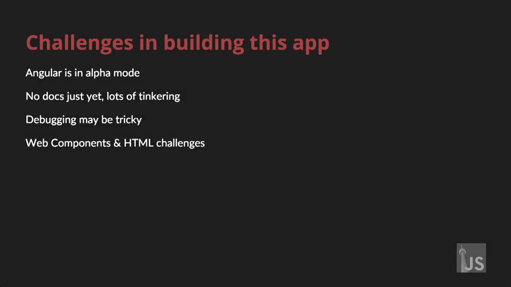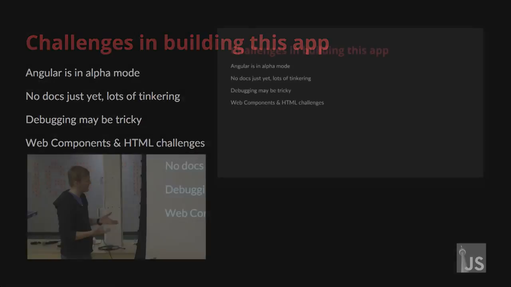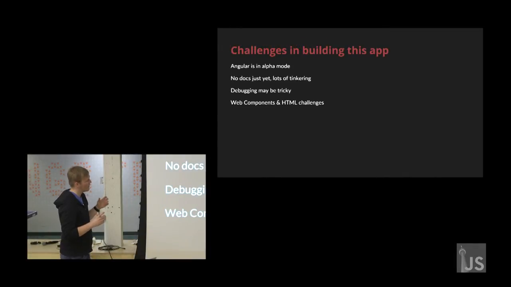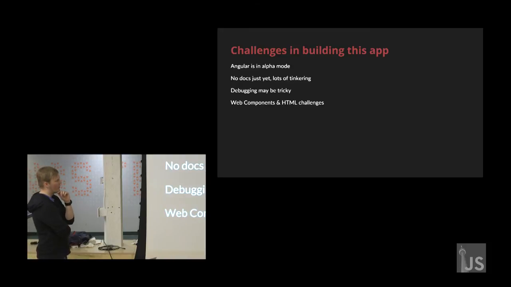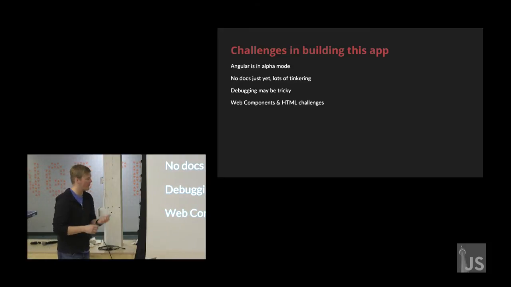Building this app was kind of challenging because, first of all, there's no documentation, since it's an alpha. And debugging was fairly easy at some points. At other points, I had to sort of figure out what line was causing the issue, and it was going into the Traceur compiled code. It was kind of hard to figure out. And I've never really coded with web components before, but with web components, it was actually very hard to get CSS to work outside of the web component and inside of the web component.